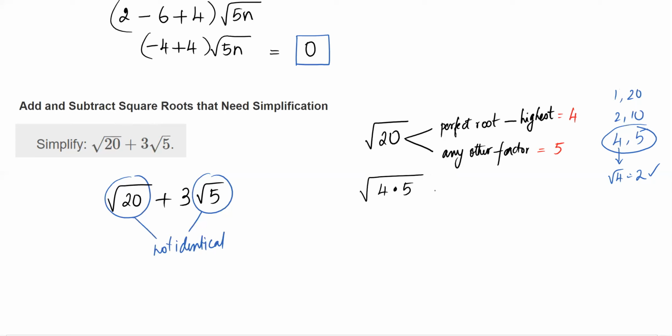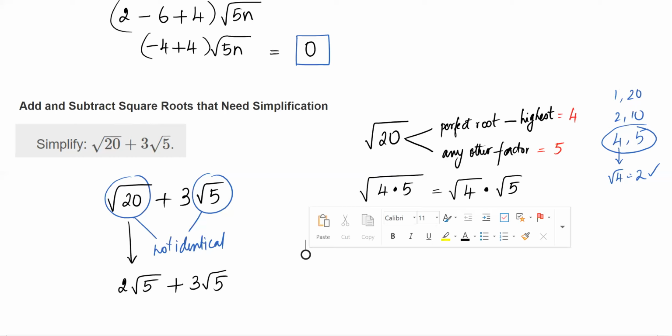And that can be split up as 2 separate radicals because of multiplication. You can't do that for addition. With multiplication, you can split them up like that, and square root of 4 is 2, but square root of 5 is not a perfect root, so square root of 20 will reduce as 2 root 5. Okay? So I'm bringing that down here. So square root of 20 is now reduced to 2 root 5 plus 3 root 5.